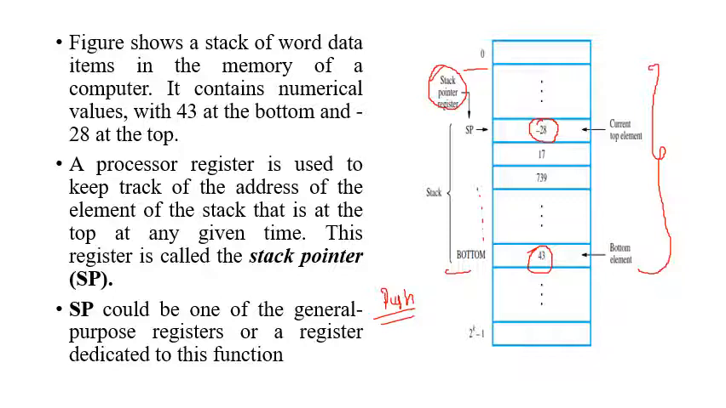Now when you perform the push operation, you are moving certain data to a particular memory location. What is that particular memory location you are intending to move to? In order to understand to which location you are going to transfer the data, the information is stored in one register called the stack pointer, SP. It is also written as SP, or stack pointer.